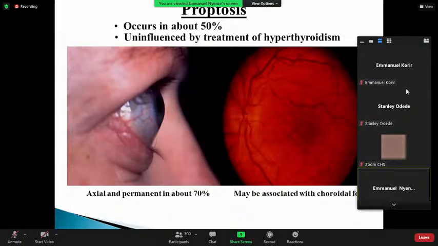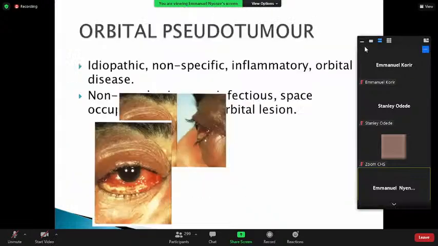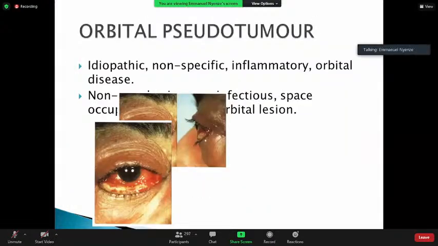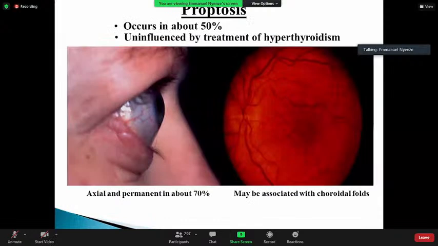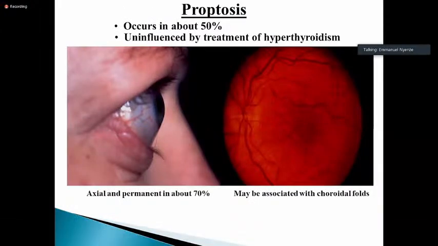Then there is the eyeball problem, that is proptosis. In most cases, it's forward proptosis, which we call axial proptosis. Then there is the optic nerve, which I didn't mention there. That's called optic neuropathy. Patients who develop optic neuropathy can lose vision very fast.